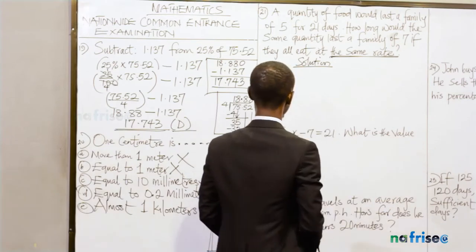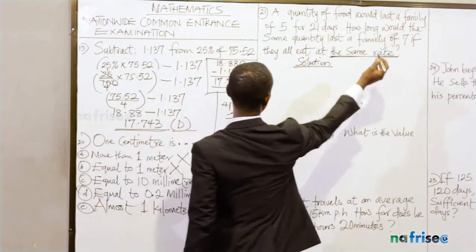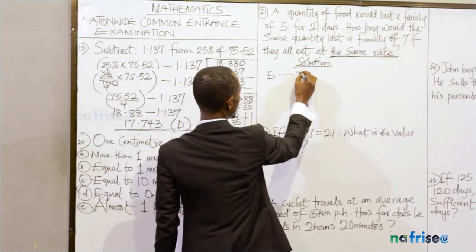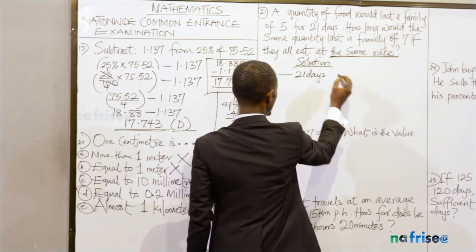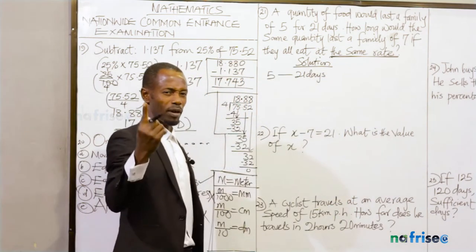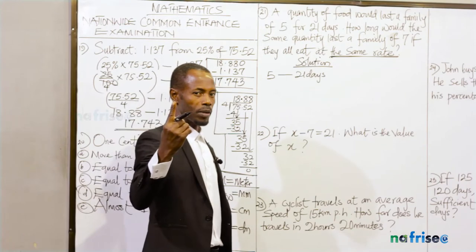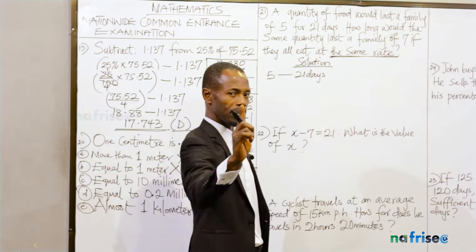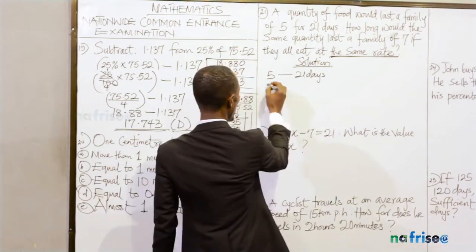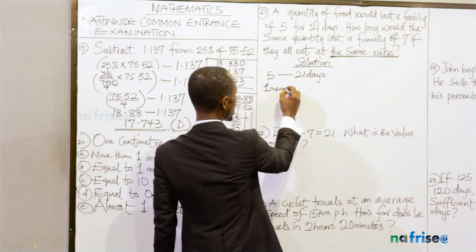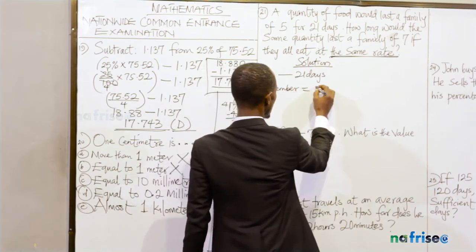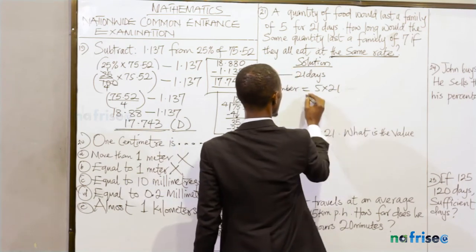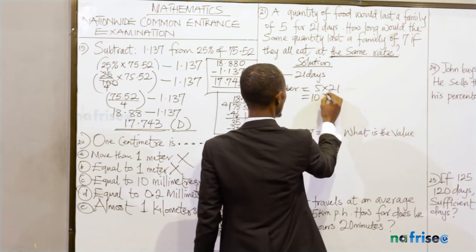So let's go, shall we? Solution. Now, a quantity of food will last 5 people, a family of 5, for 21 days. Now, the question is this. How long will it last 1 member of the family? Just 1 member of the family. If 5 of them will eat it in 21 days, how long will it take one of them? That's your first concern. So one member of the family will equal 5 times 21, which equals 105 days.